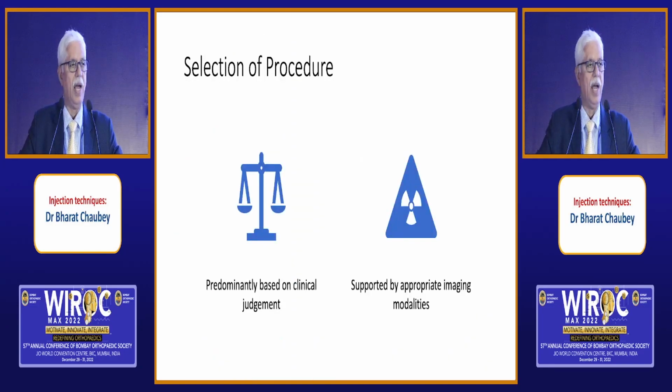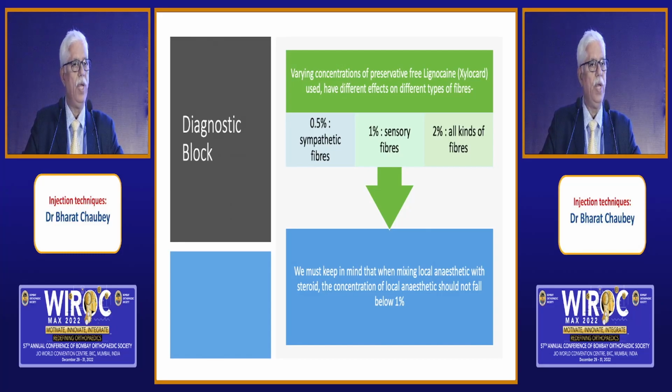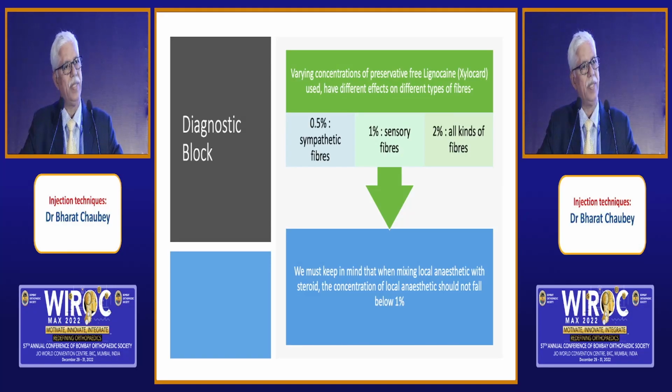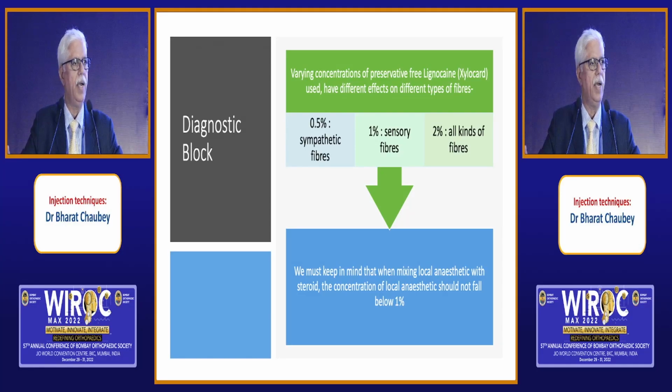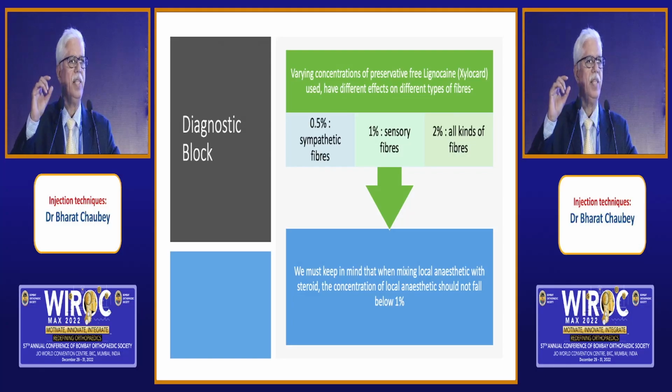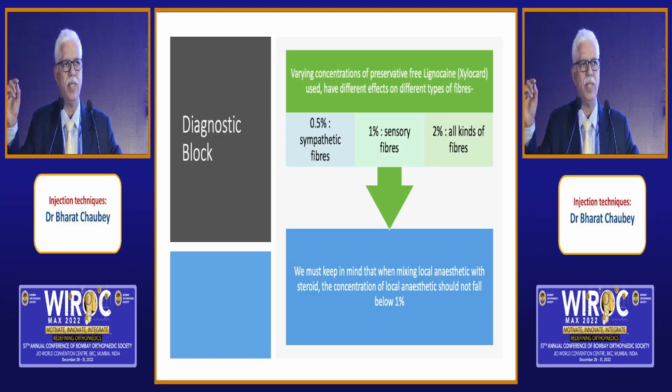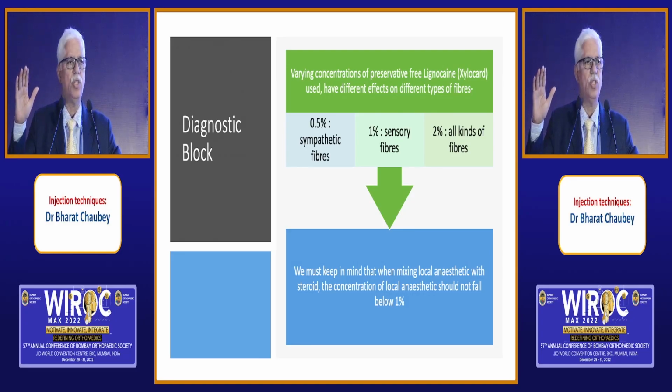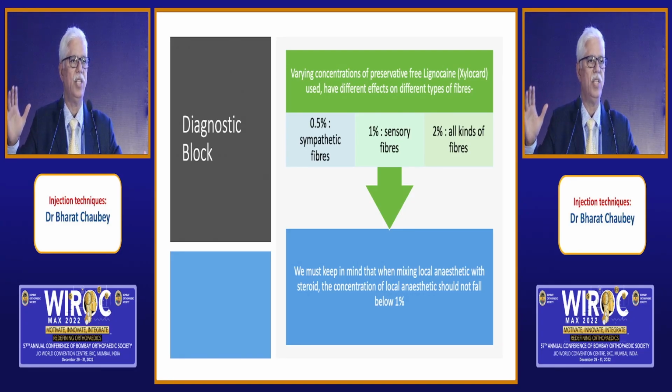So you all know that our judgment depends primarily on the clinical ground, but it is always supported by the imaging modalities. We also should know that when you are using 0.5% xylocaine, it only blocks the sympathetic fibers. When it is 1%, it blocks the sensory fibers, and when it is 2%, it blocks all kinds of fibers. So when we are mixing the steroid with the local anesthetic, we must know that it should not go below 1% in any situation. Otherwise, we will not be able to block the pain source.